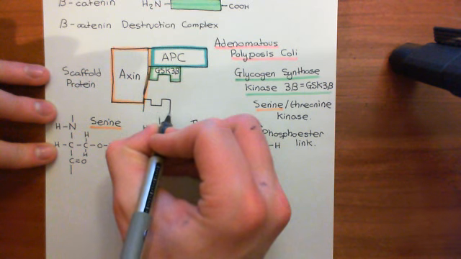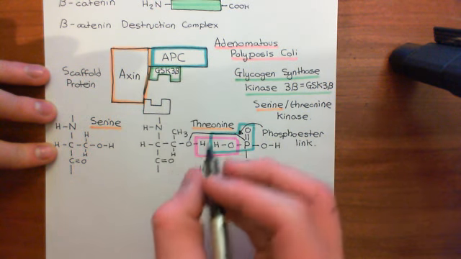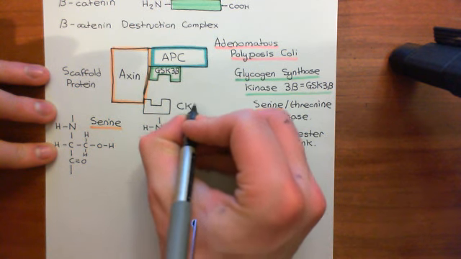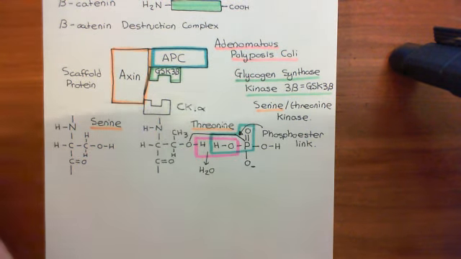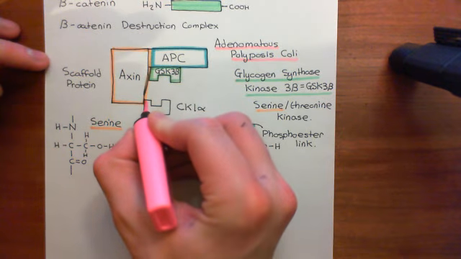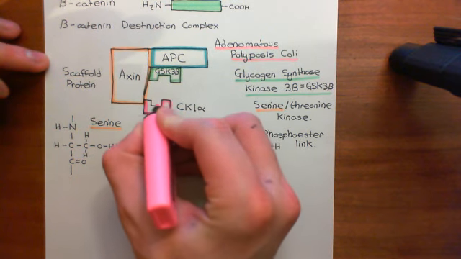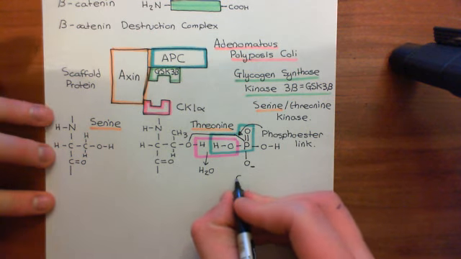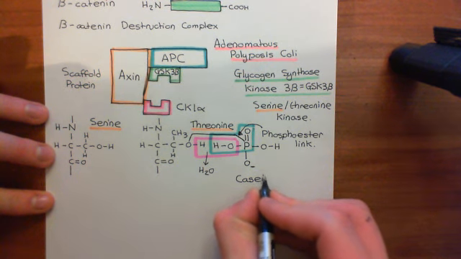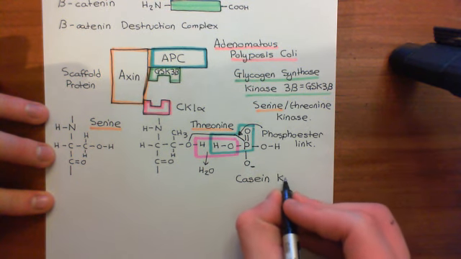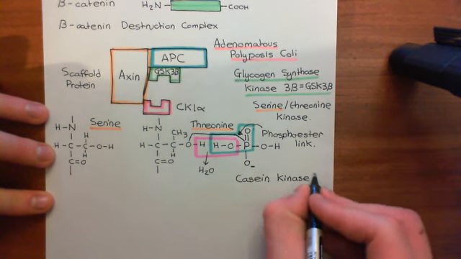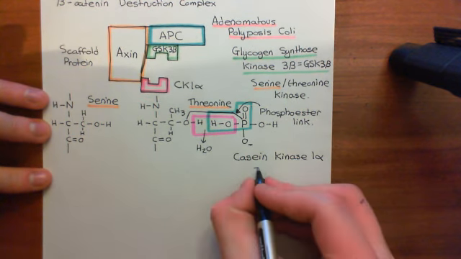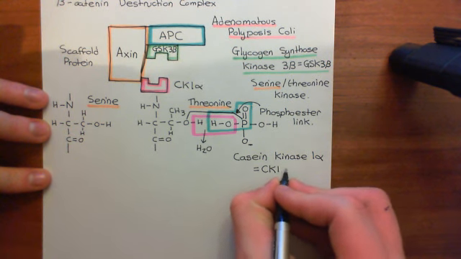Okay, so this final protein is going to be another serine threonine kinase enzyme. This is what's known as casein kinase 1 alpha, and we'll colour in casein kinase 1 alpha in pink here. CK1 alpha stands for casein, that's the C, then the K is for kinase, and then it's casein kinase, specifically 1 alpha. So for short, it's CK1 alpha.